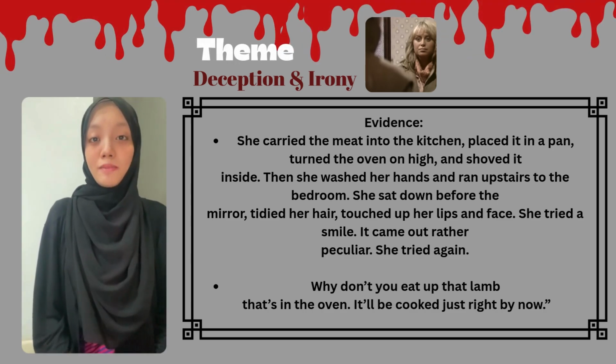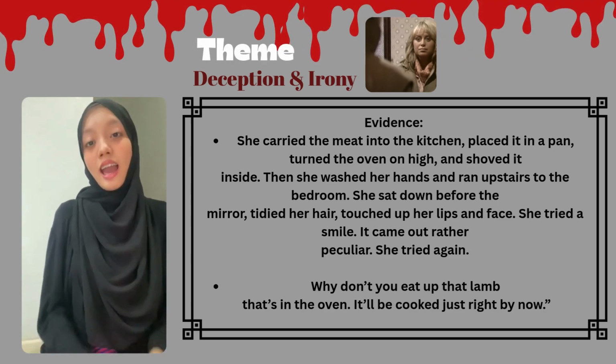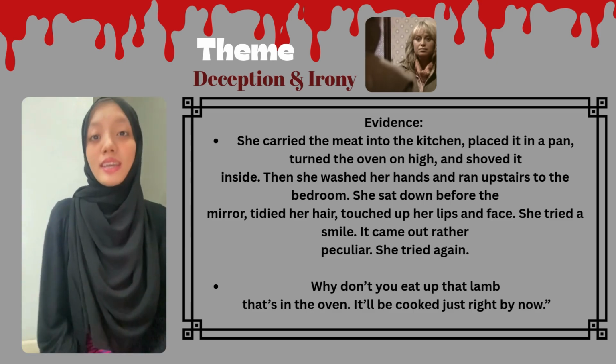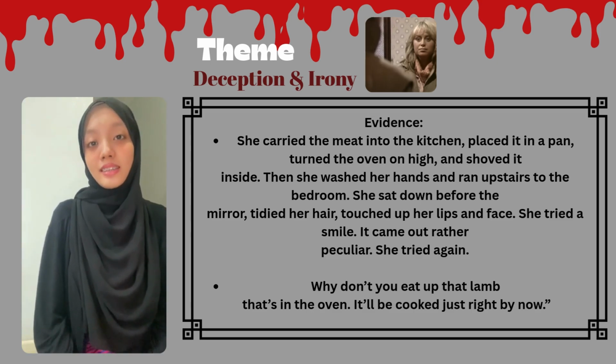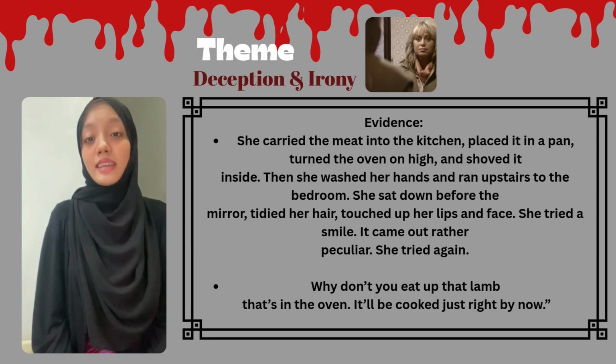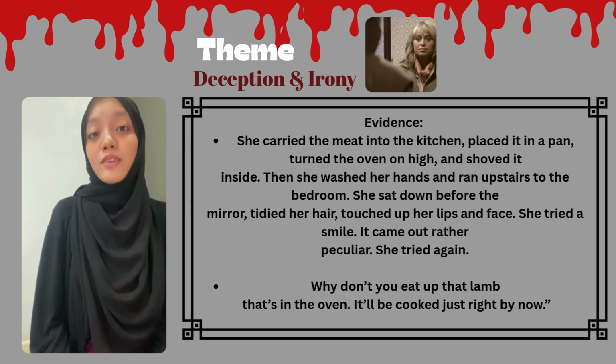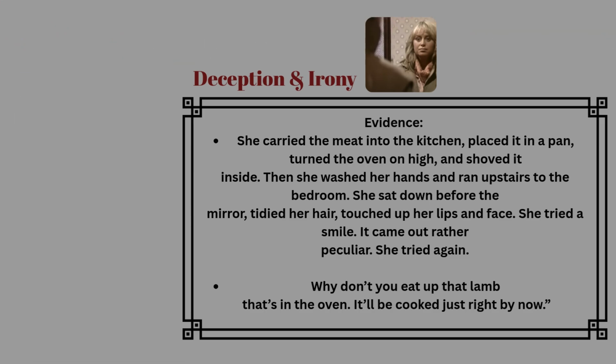The second theme is deception and irony. After the murder, Mary cleverly pretends to be innocent. She even offers the cooked leg of lamb to the policeman. And the greatest irony is that they end up eating the very weapon used in the crime.